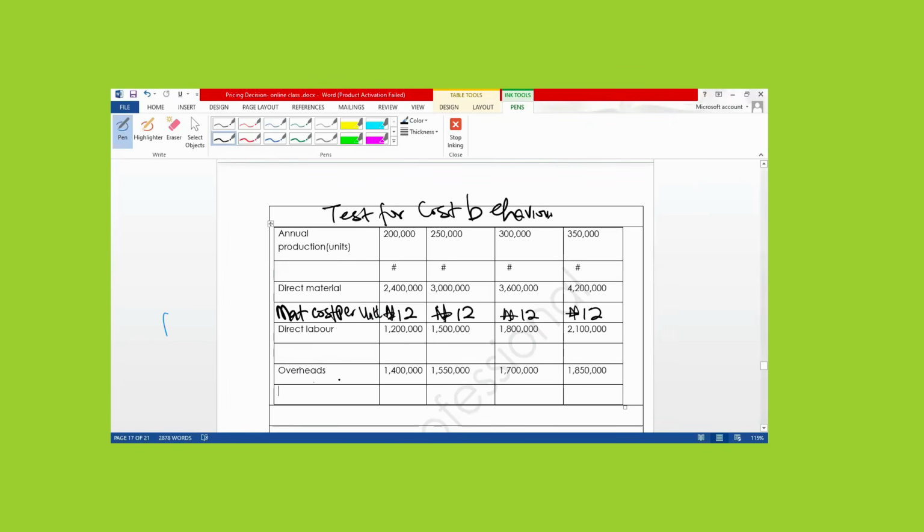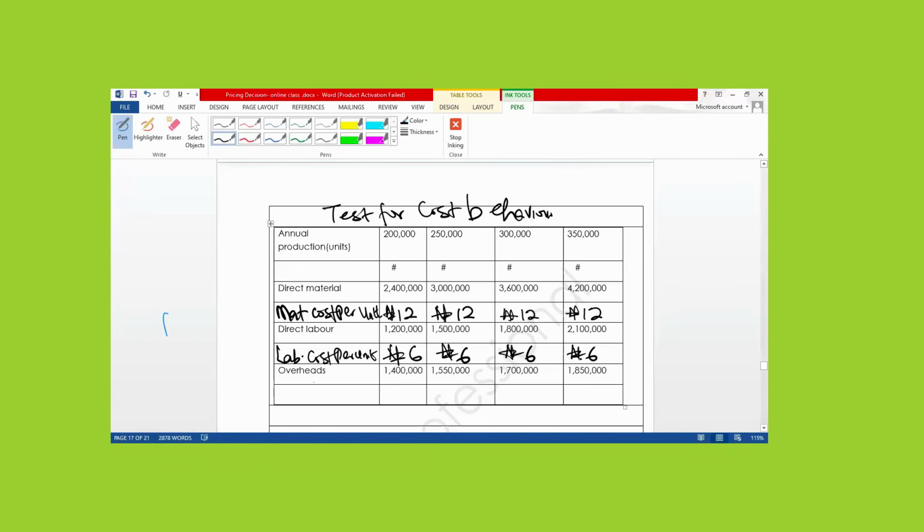When you are done, go to your labor cost. Total labor cost is 1.2 million. We produce 200,000. What is labor cost per unit? 6 naira. Next, 1.5 million: 6 naira again. Check again, 6 naira again.